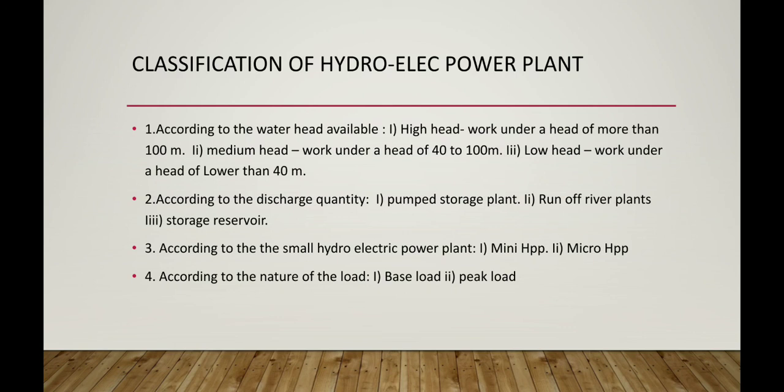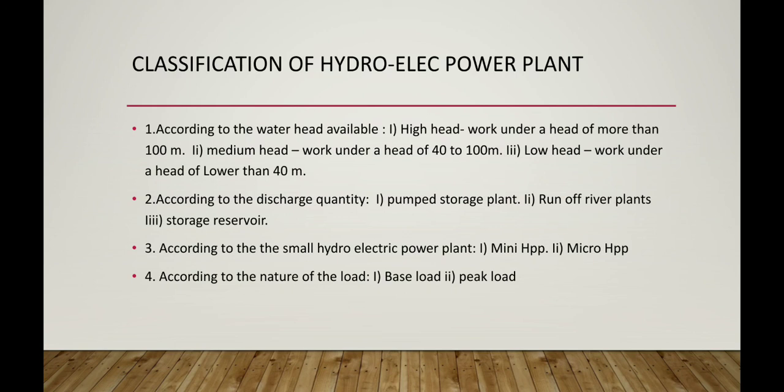High head plants work under a head of more than 100 meters. Medium head plants work under a head of 40 to 100 meters, and low head plants work under a head of less than 40 meters. The second type is according to the discharge quantity. It is divided into three types: pumped storage plant, run-of-river plant, and storage reservoir. The third type is according to the size of small hydroelectric power plants.